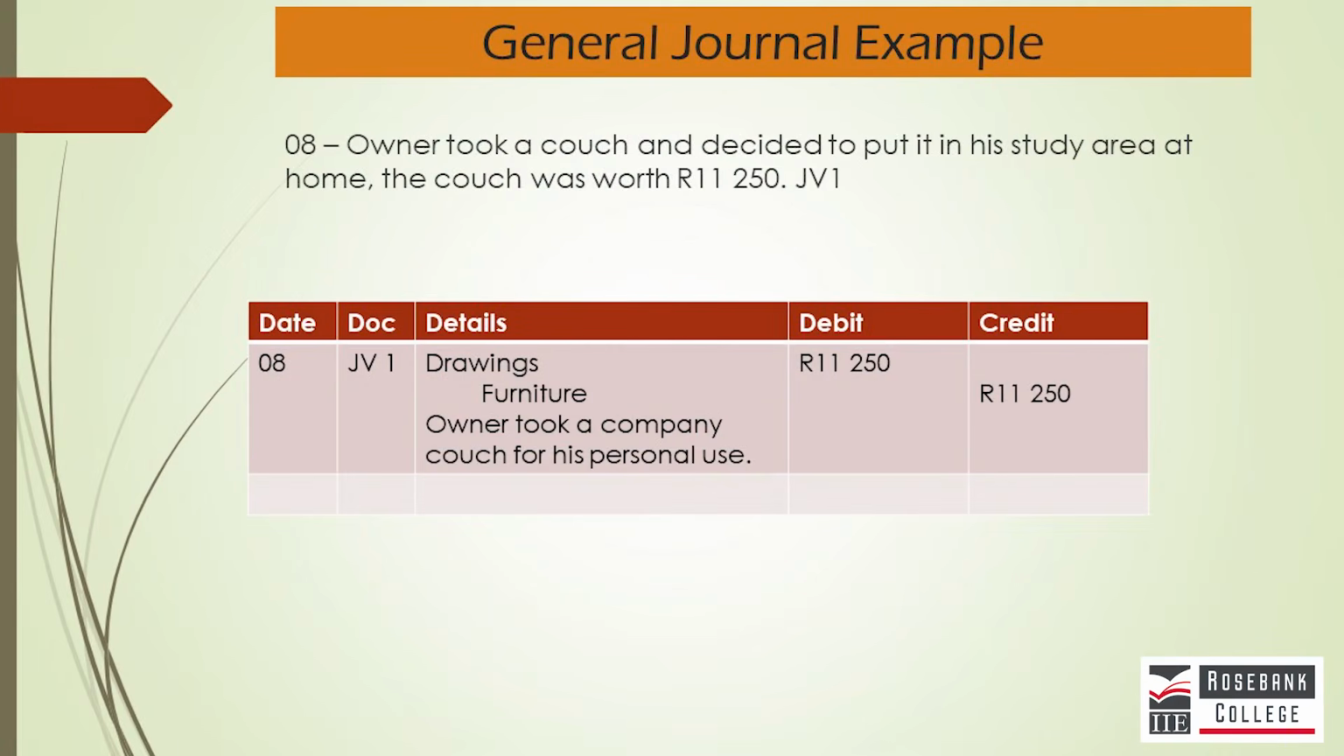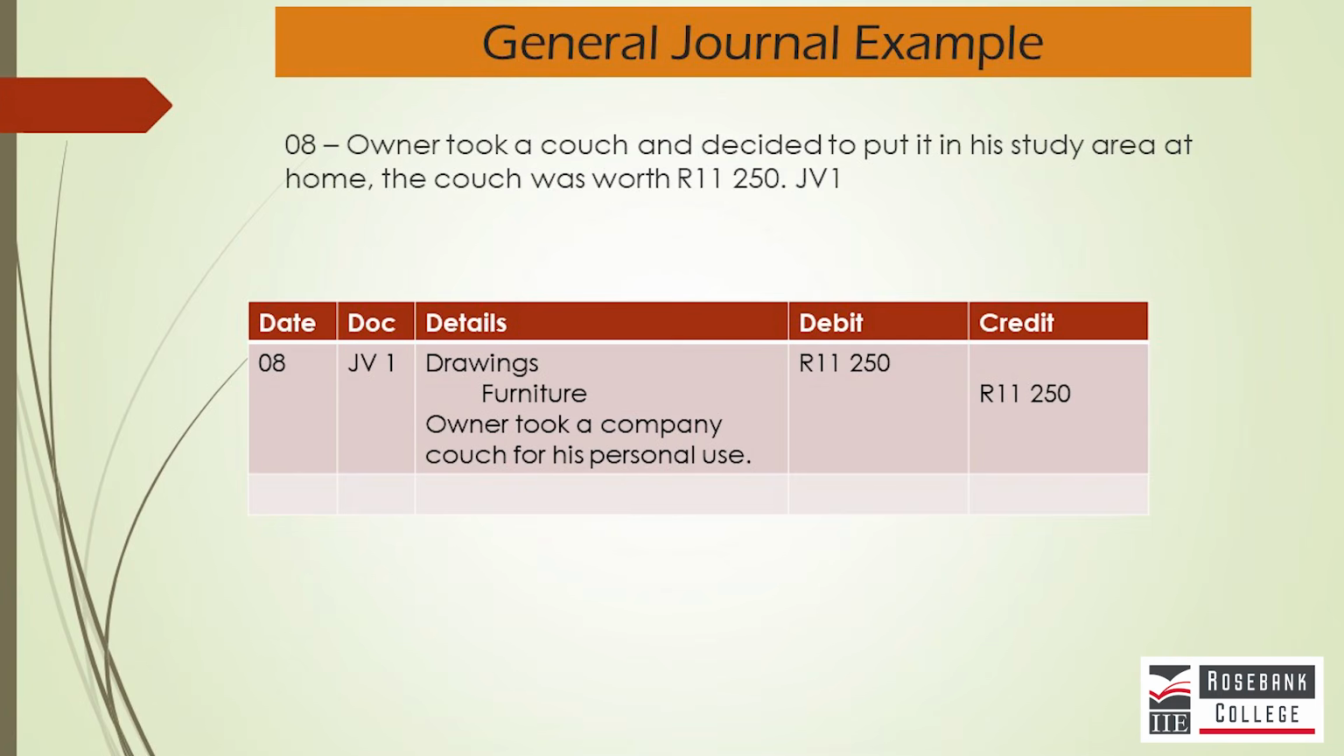The last journal is the general journal which has only one example and 2 accounts affected. The transaction was on the 8th and it says, owner took a couch and decided to put it in his study area at home. The couch was worth 11,250 JV1. Date is recorded as 8 and document number is JV1. Details: we will have two accounts, drawings and furniture.